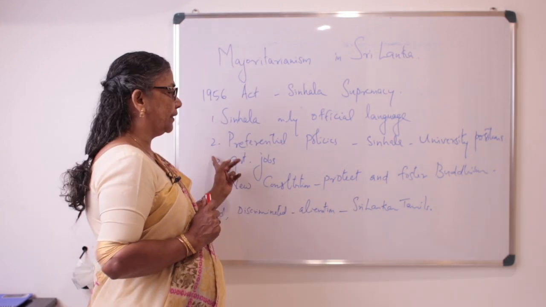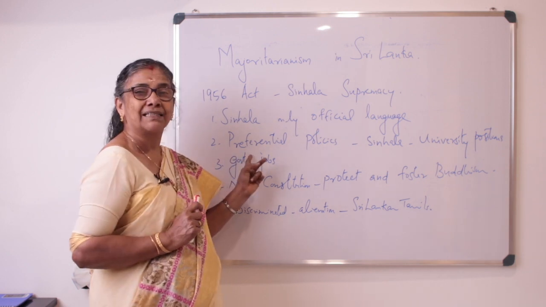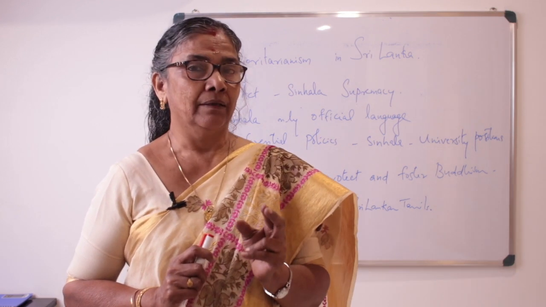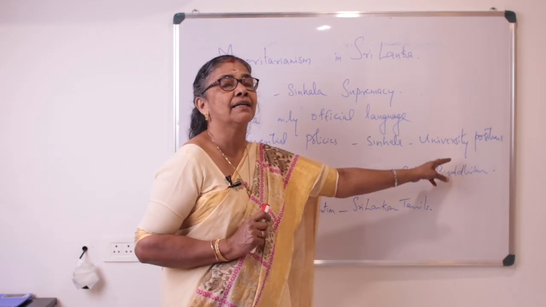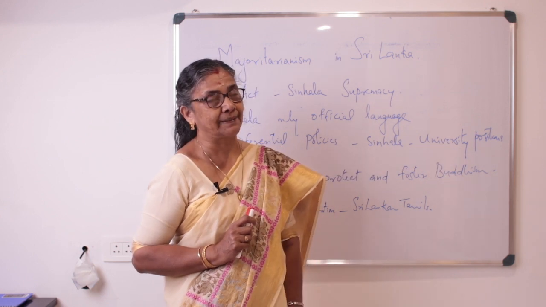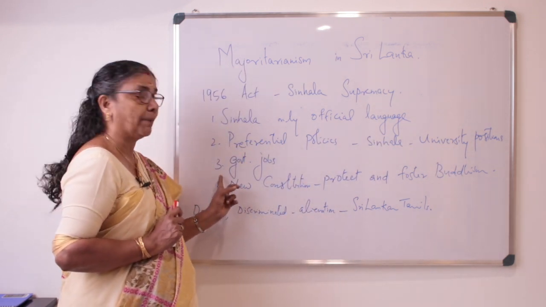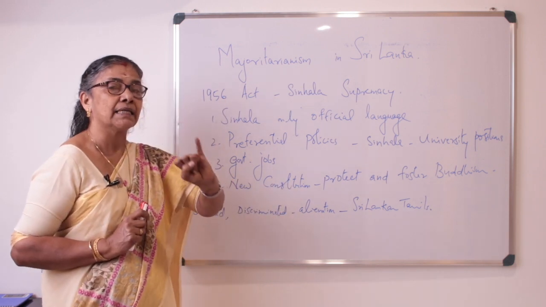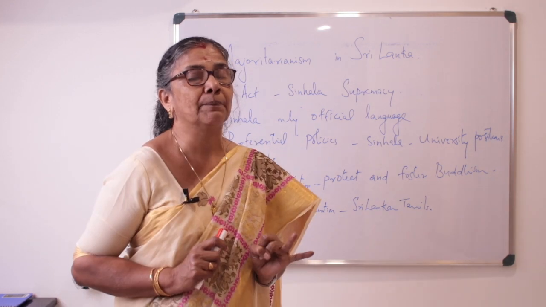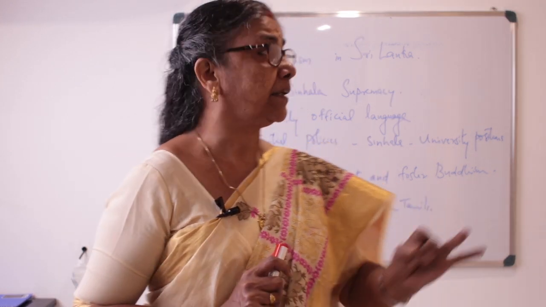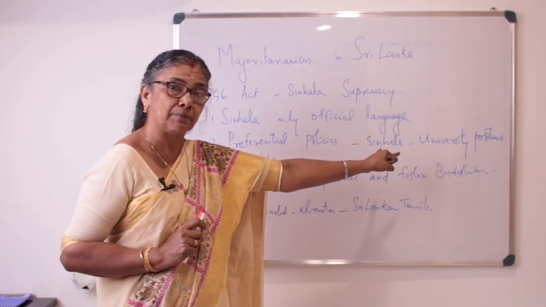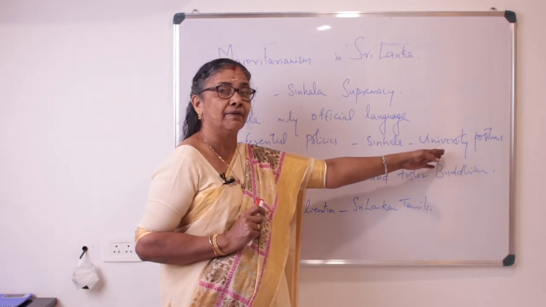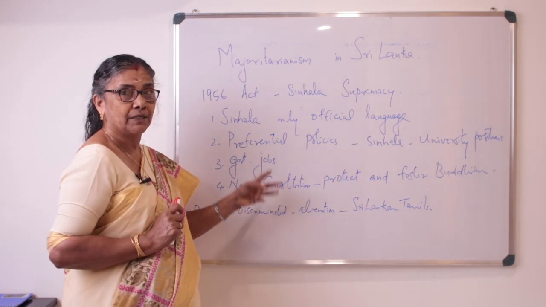And second point is that the Sinhala government has given certain preferential policies. These preferential policies were favoring the Sinhala people. Only the Sinhala people could apply for university positions, and only the Sinhala people could apply for the government jobs. So first point, only Sinhala became the official language. Second point, the preferential policies adopted by the Sinhala government: for the university positions only they can apply, and they are getting the opportunities in the university positions as well as in the government jobs. So 3 points you got.